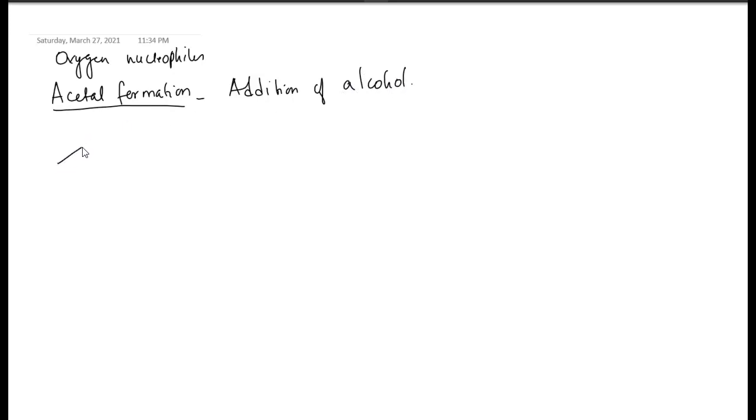So the general reaction can be represented like this: plus 2 ROH, which is, we actually need 2 molecules of alcohol. This is again an acid catalyzed reaction, so we can put an H plus here in the presence of acid. It's also an equilibrium reaction, and you end up with what is called an acetal. You have R groups from the alcohol, so both OR groups, and this is called an acetal. Okay.